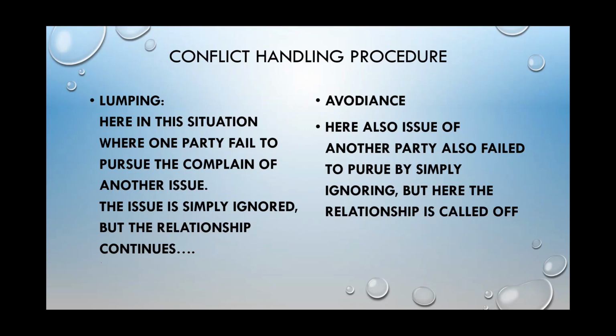First is lumping. Here, in this situation, one party fails to pursue the issue of another party, the issue is simply ignored, but the relationship will continue. In our example, you will never proceed with the interest of your friend. What is your friend's interest? Friend's interest is to go for movie Y. Instead of that, what you are doing? You are ignoring or simply keeping quiet. But the relationship will continue.